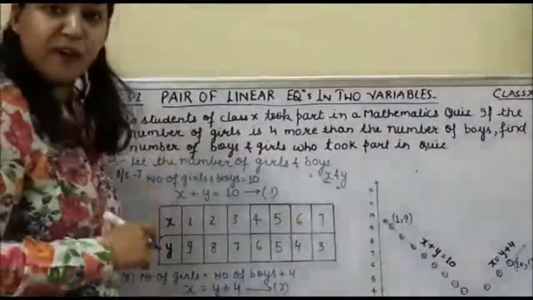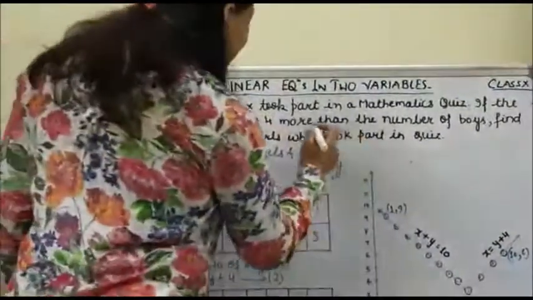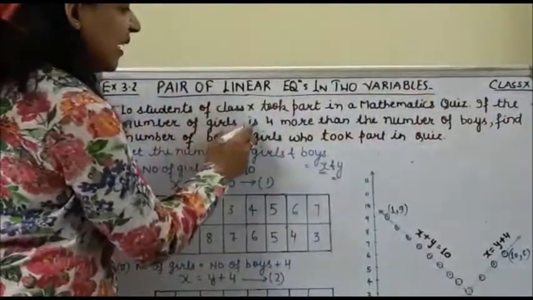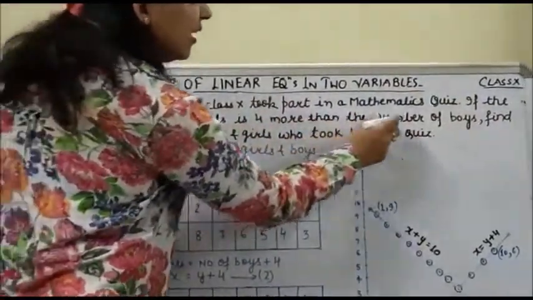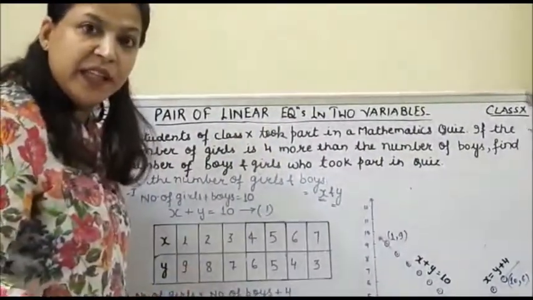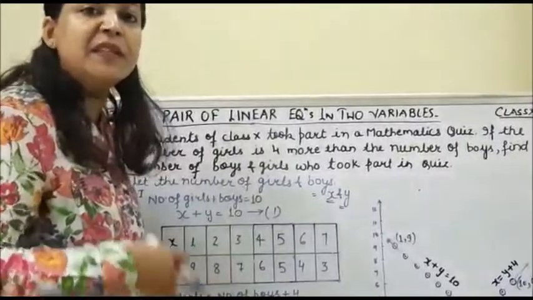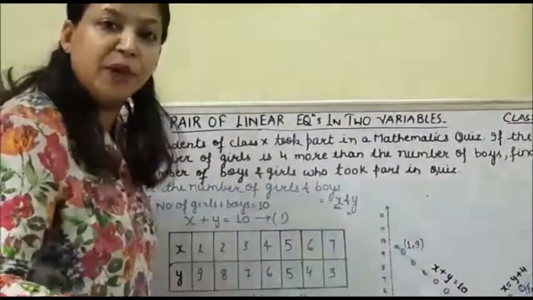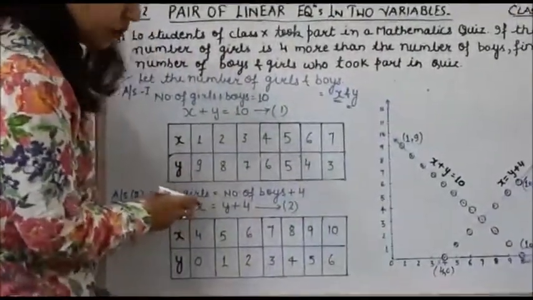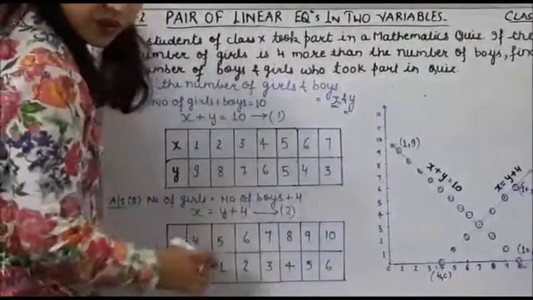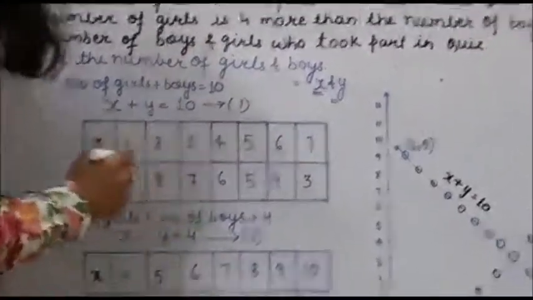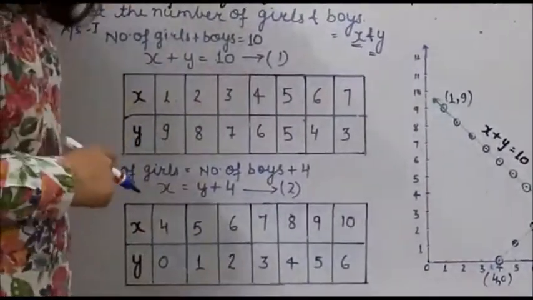Similarly, one more equation I need. What condition they had given? They said if the number of girls is 4 more than the number of boys. It means if number of boys are Y, then girls will be Y plus 4. So my second equation will be number of girls will be equal to number of boys plus 4. And number of boys are Y, which we had assumed. So it will be X is equal to Y plus 4. My second equation is ready.